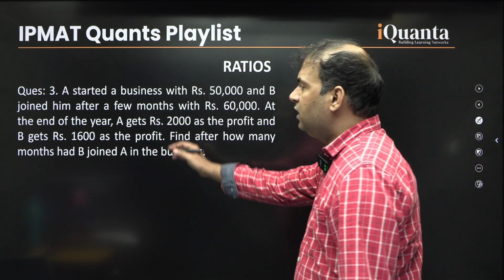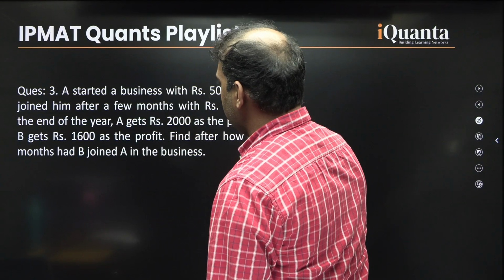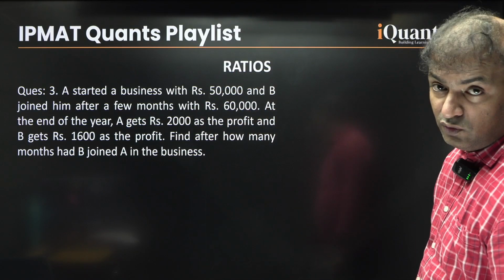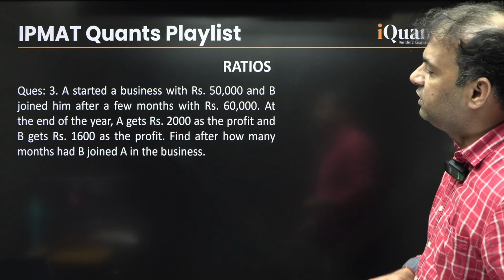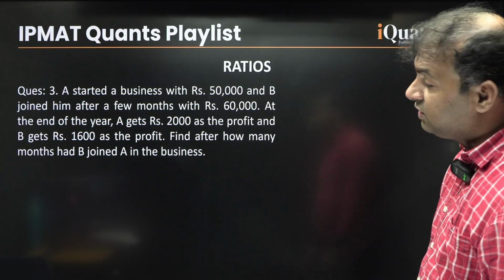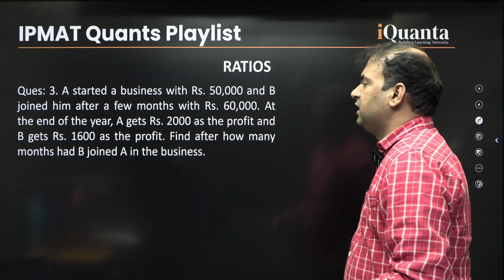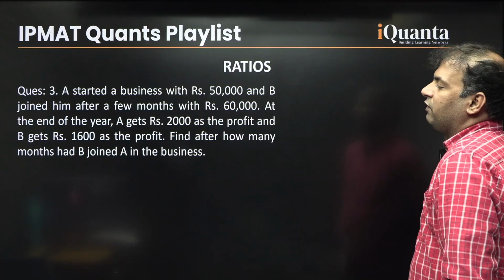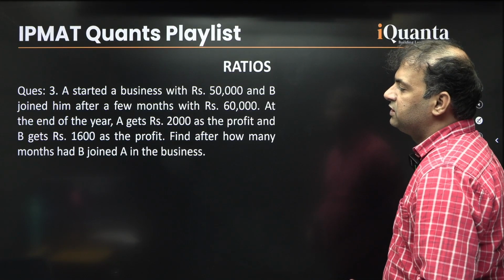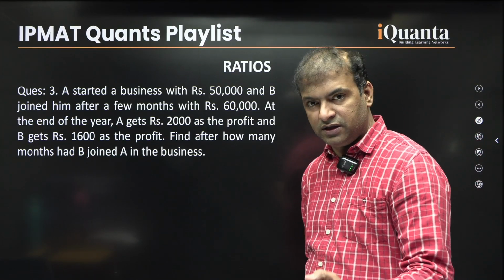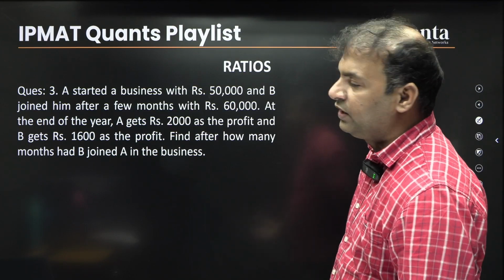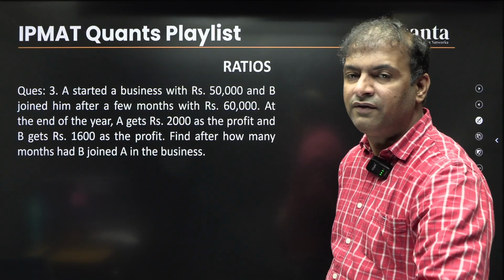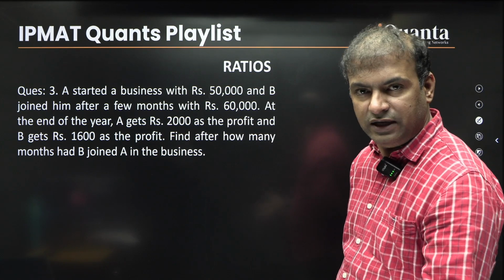Question number 3, what this question says guys, it says that A started a business with rupees 50,000 and Mr. B joined him after a few months, okay. A started with 50,000 and B joined him after a few months with rupees 60,000, alright. Now they said that at the end of the year, A gets 2,000 as a profit and B gets 1,600 as a profit. The question is, after how many months had B joined A in the business? So this time, guys, one thing is sure that B is joining after a few months, and in fact, this is the final question, that B joined after how many months as compared to A, okay.